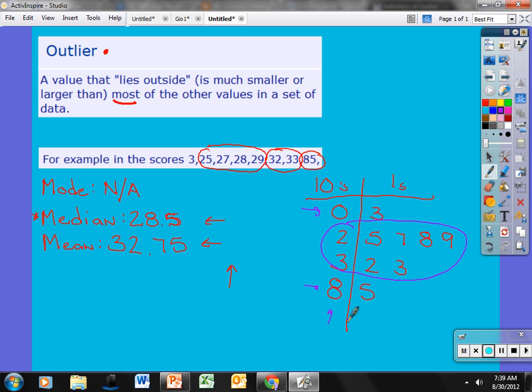Okay, hope this helps you with outliers and making a good analytical decision when deciding to use the median or mean as that measure of central tendency that best represents a set of data.